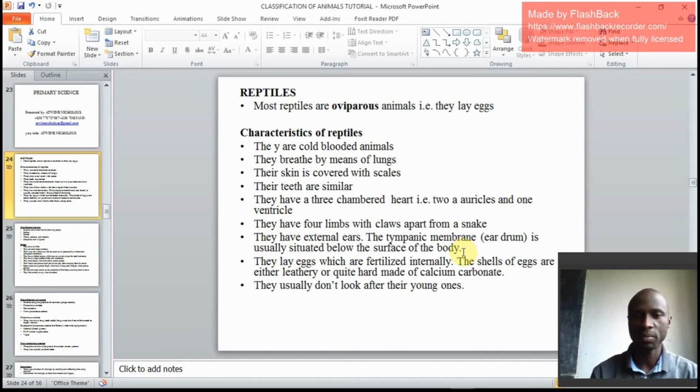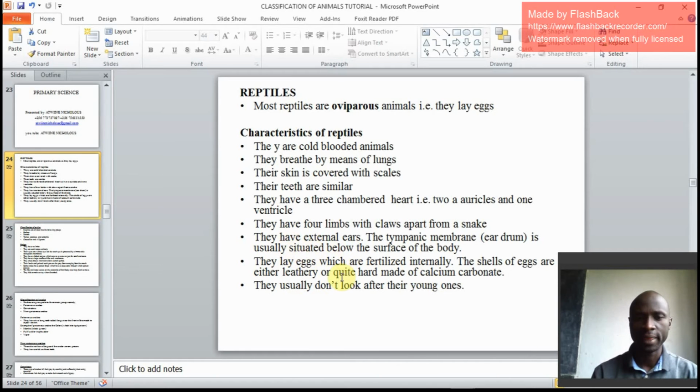They have four limbs with claws apart from the snake. A snake is the only limbless reptile, because they will pose the question, mention any one limbless reptile. You will have to state that a snake is a limbless reptile. Then they have external ears. Their eardrum is usually situated below the surface of the body.